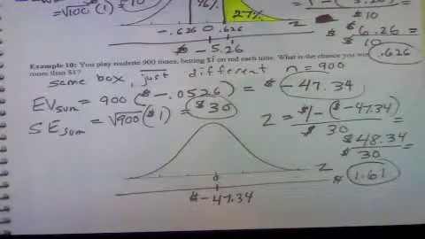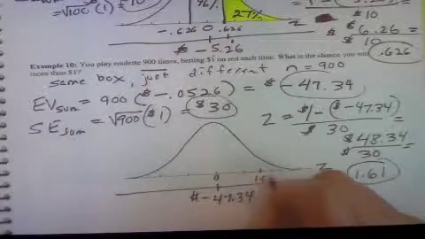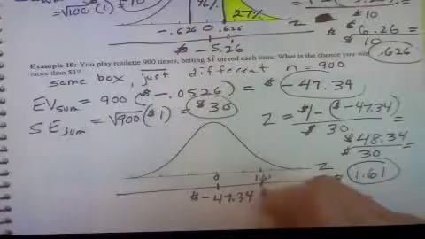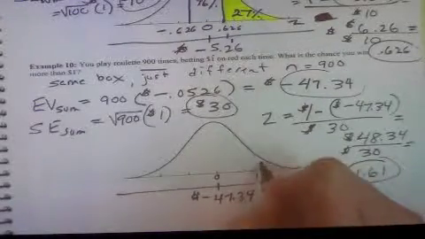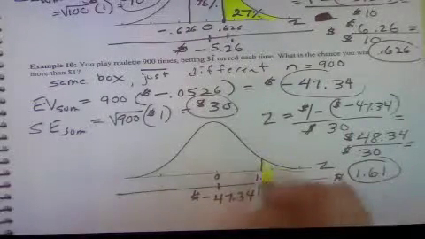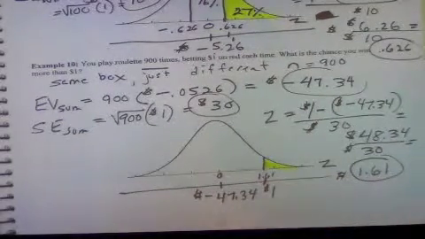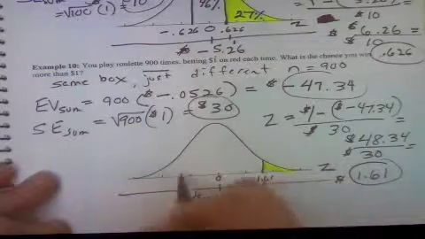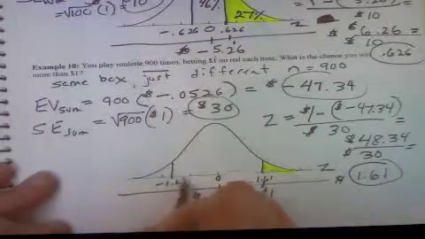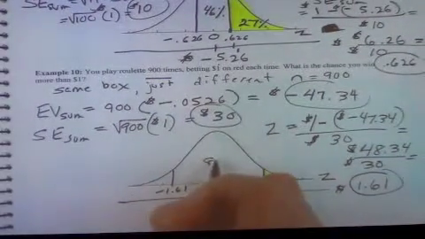1.61 is our z-score. So that's right here. 1.61. That's where a dollar kicks in. See how it's a smaller area? Your chances go down. Don't keep playing this game because you're more likely to lose, less likely to win. So between 1.61 and negative 1.61, we have about 89.2%.